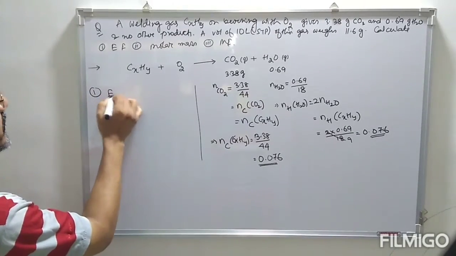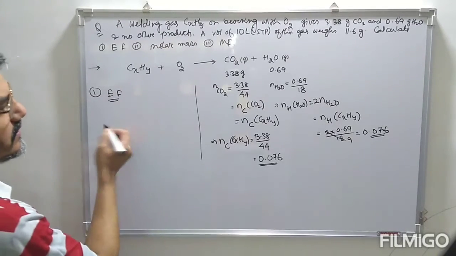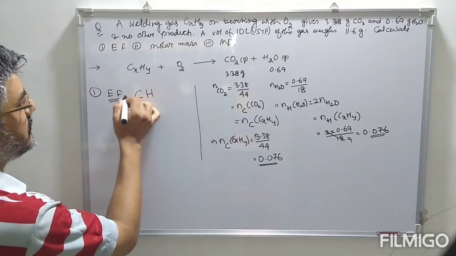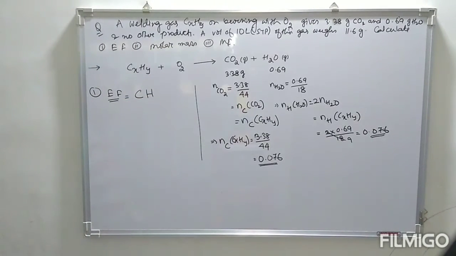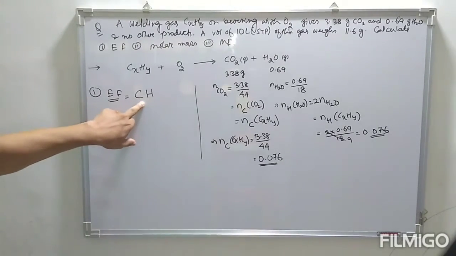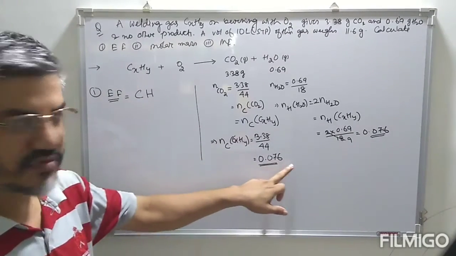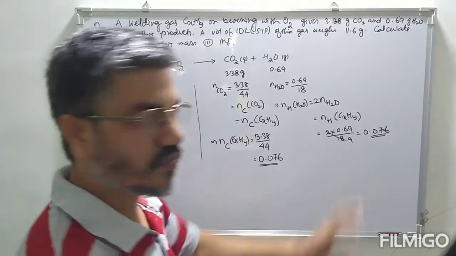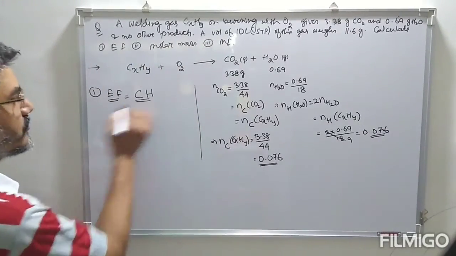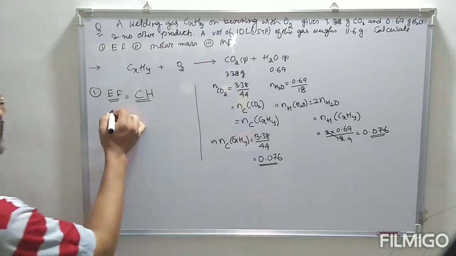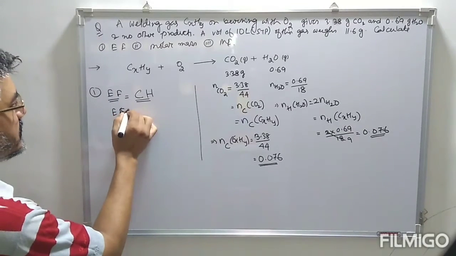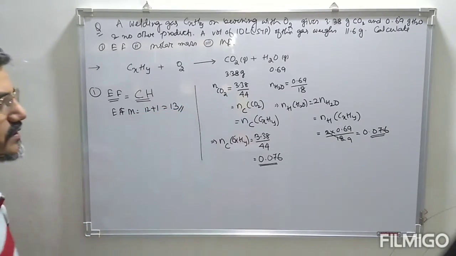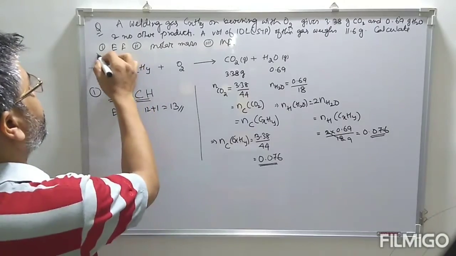Therefore, the empirical formula is CH. The number of moles of carbon is 0.076. The number of moles of hydrogen is 0.076. So the simplest ratio is 1:1. So we have this empirical formula. The empirical formula mass will be equal to 2n plus 1, that is 13.